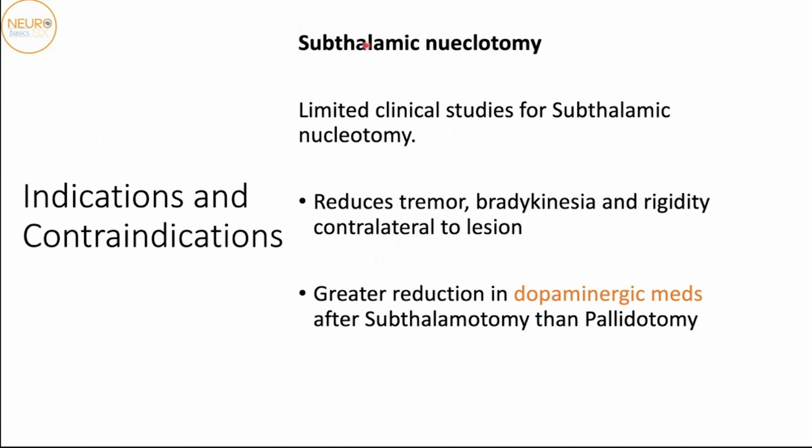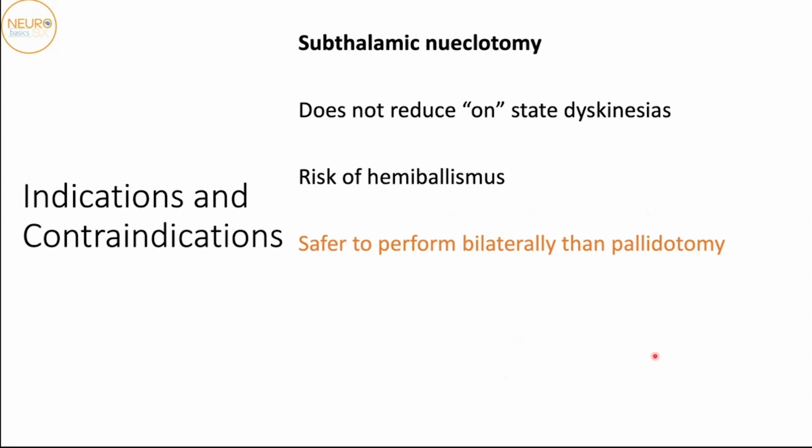The other nucleus we can target with ablation is the subthalamic nucleus. As we saw, there's a difference between subthalamic nucleotomy and a subthalamotomy. So currently with subthalamic nucleotomy, there are limited clinical studies only. Just like GPi ablation, it also reduces tremor, bradykinesia, and rigidity contralateral to the lesion. Also, as we have seen multiple times, with STN ablation, the dopaminergic medication requirements will come down, unlike with the pallidotomy. But unlike with the pallidotomy, it does not reduce on-state dyskinesias. Because it is the subthalamic nucleus at the end of the day, there is a risk of hemiballismus with ablation of the STN. But an important thing to remember is it is safer to perform an STN ablation bilaterally than to perform a GPi ablation bilaterally.